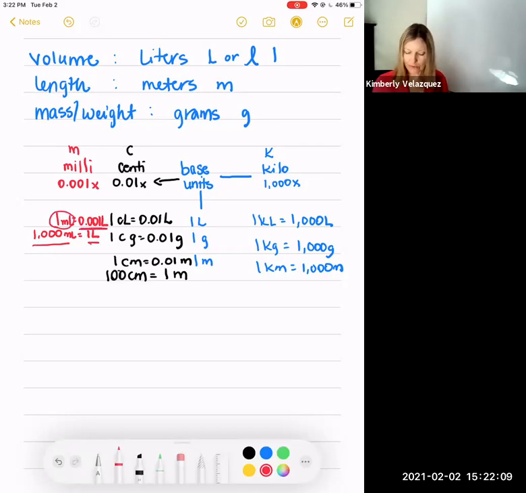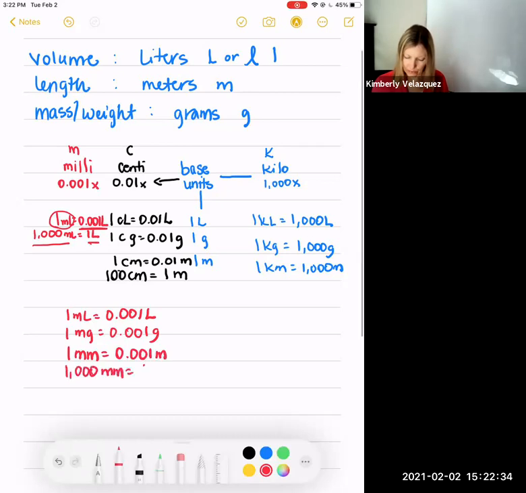And then the same thing would go for meters and for grams. I'll just write that down here. So if 1 milliliter equals 1/1000th of a liter, 1 milligram is 1/1000th of a gram, and 1 millimeter is 1/1000th of a meter. Okay, and again, we could also say it takes 1,000 millimeters to equal 1 meter. It takes 1,000 milligrams to equal 1 gram. Those are saying the same thing.